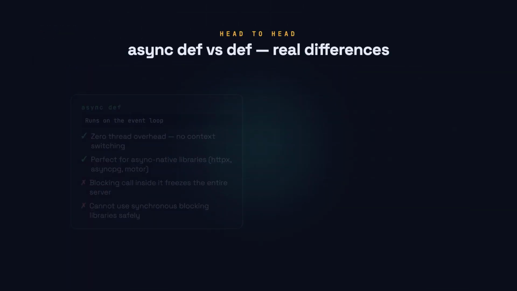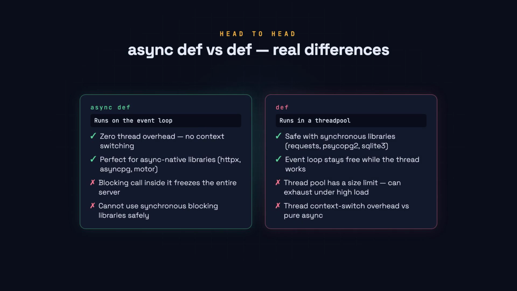The sharpest difference is where execution happens. Async-def keeps everything on one thread and relies on cooperative yielding via await, no thread overhead, but one forgotten blocking call can freeze the whole server. Plain-def gives up on single-threaded efficiency and instead uses a thread pool, which is inherently safe for blocking libraries, but comes with thread pool limits and context switch costs. Neither has a performance edge in isolation. The right choice depends entirely on what your libraries support.